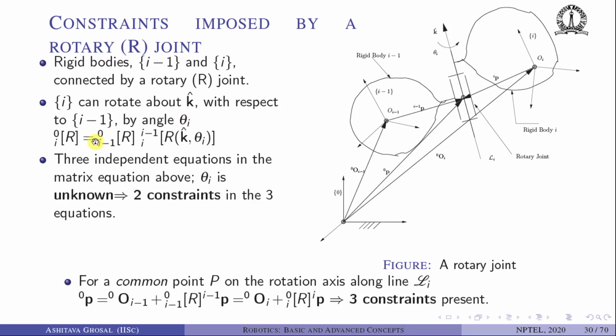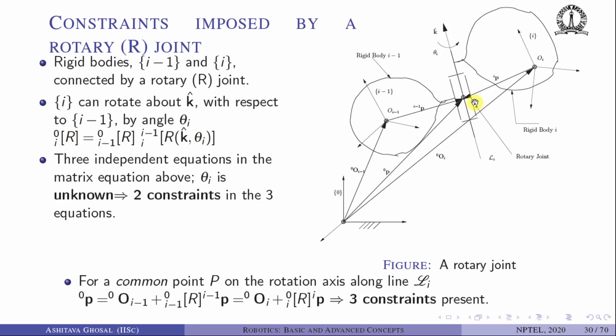Now this is a matrix equation. On both sides of this matrix equation, we have rotation matrices. So there are only 3 independent equations. A rotation matrix has 3 independent parameters, which is what we saw in the first lecture. Theta I in this matrix equation is unknown. So hence there are only 2 constraints. If I relate those 3 independent parameters on each side, one of those equations will contain theta I, which is an unknown. So there are basically 2 constraints in these 3 independent equations.